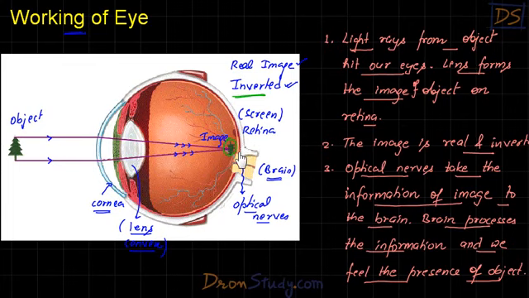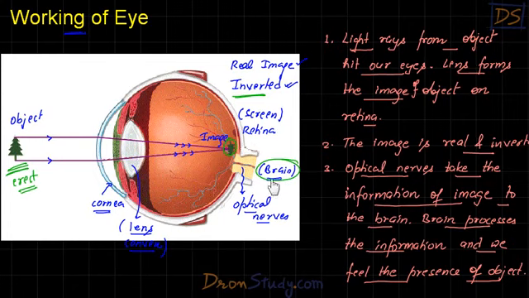But students, you know that is not something that happens in our day-to-day life. In our day-to-day life, if we look at a tree, we'll see it erect, right? So what is going on here? You understand what is going on here? If the image here is inverted in our eye, how are we able to see an erect object in our day-to-day life?